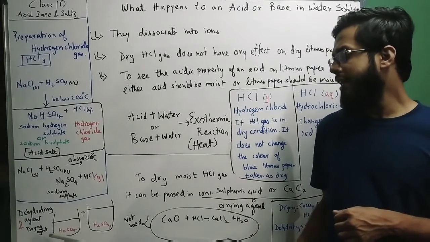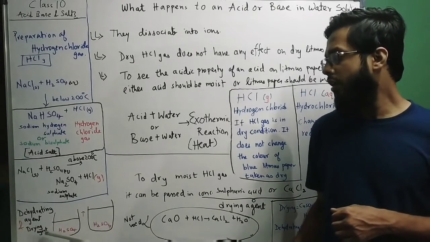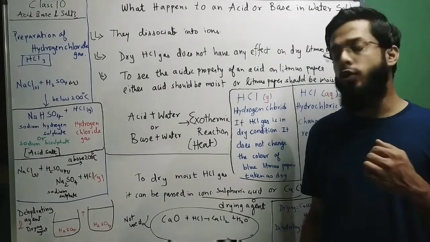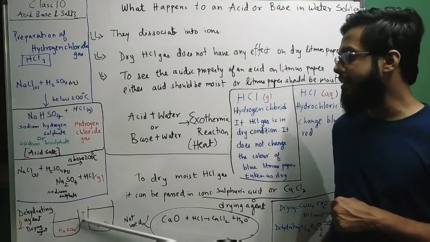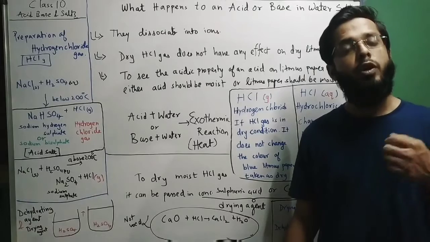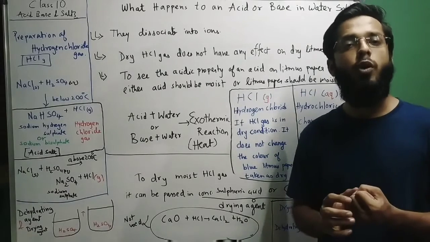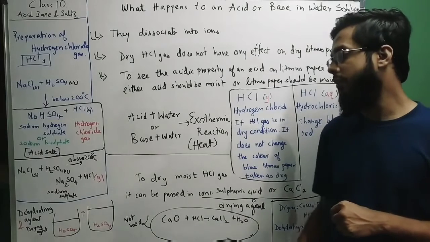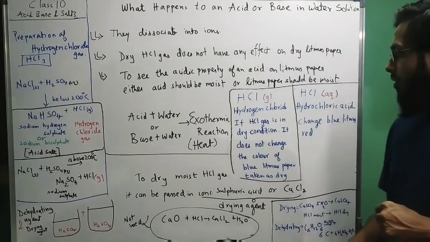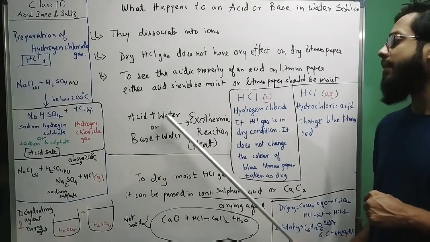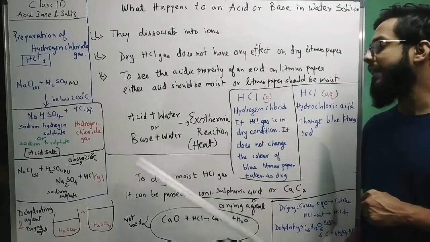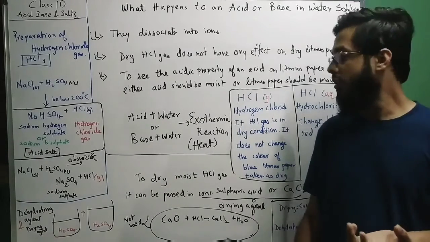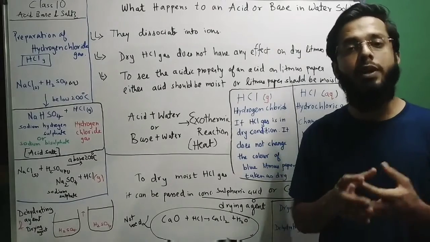If you keep a sulfuric acid beaker on a table for a few weeks, you will see an increase in the level of sulfuric acid, because it absorbs moisture from the surroundings. Also, acid plus water or base plus water is an exothermic reaction, so heat will be released.